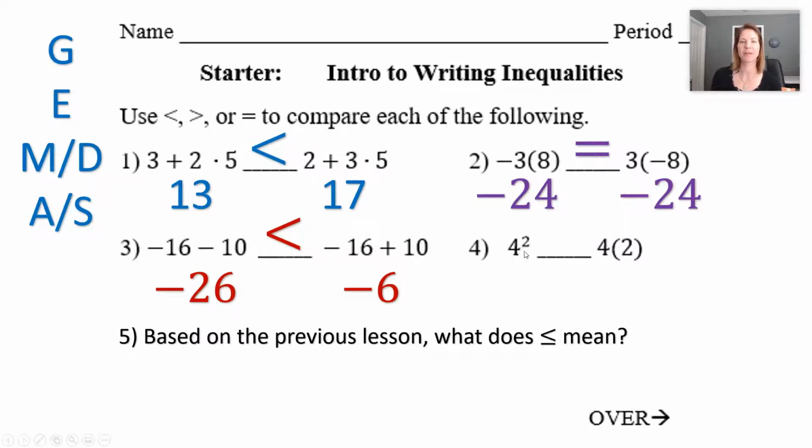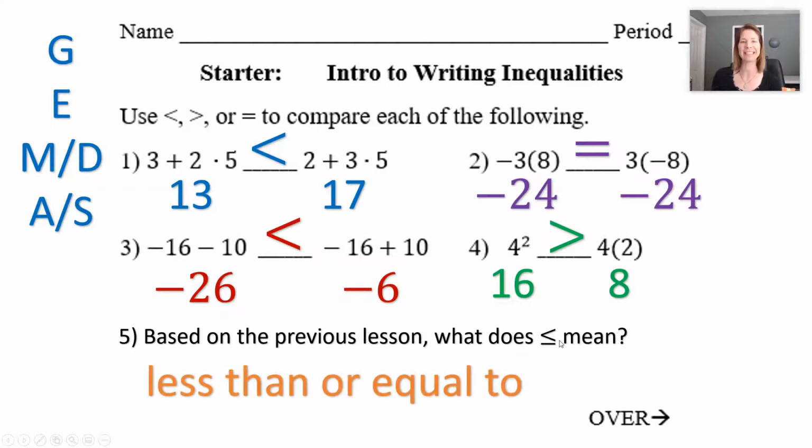And then on number 4, 4 squared means 4 times itself twice. 4 times 4 is 16, versus this means 4 times 2, which is 8, and 16 is greater than 8. And then based on previous lessons, what does this symbol mean? Well, if you're reading it from left to right, it means less than or equal to. And when you graph it, will it have an open or closed circle? It'll have a closed circle because it has the equal to, and shaded in means it can equal a value.